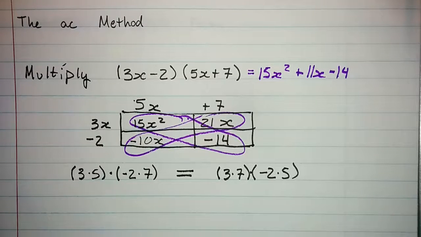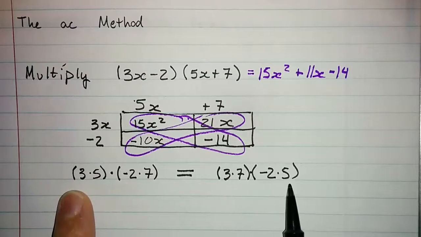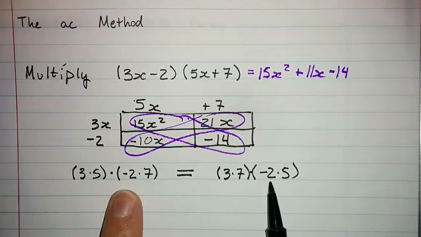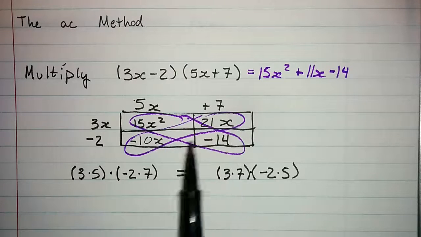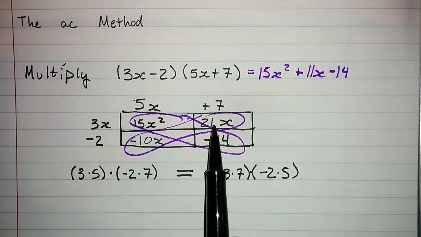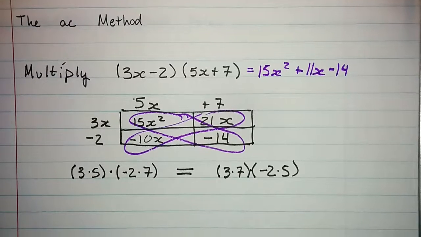How do I know that without working this out? Well, 3, 5, negative 2, and 7. I'm multiplying together the same four numbers. This gives me a method to figure out how to split up my middle term, because it gives me a rule for these two coefficients.